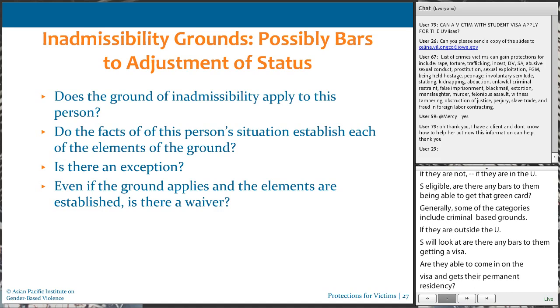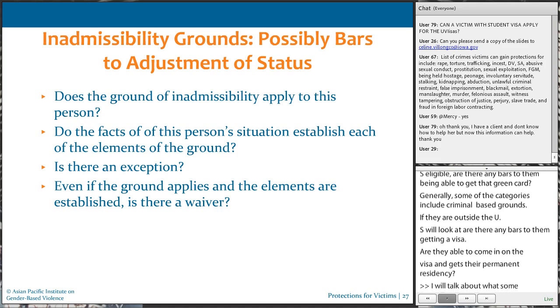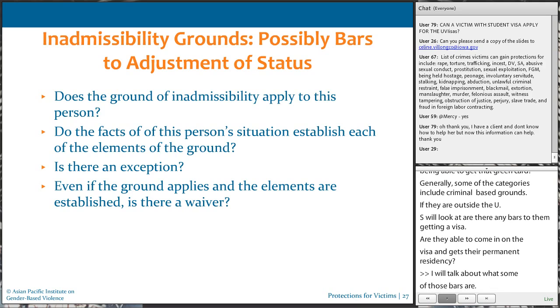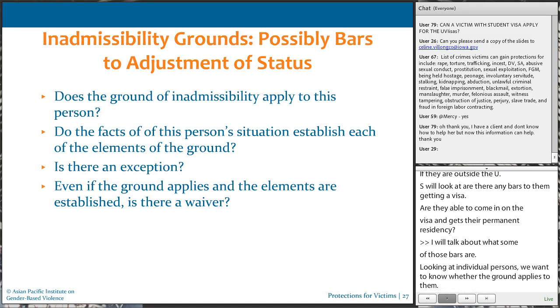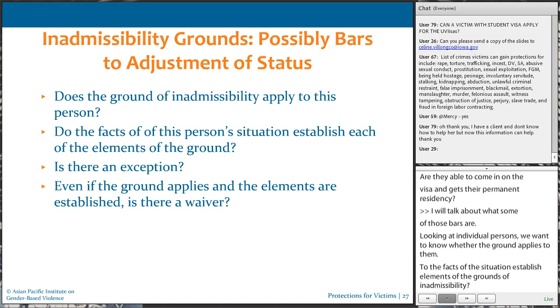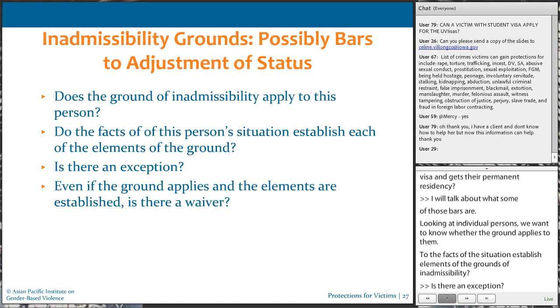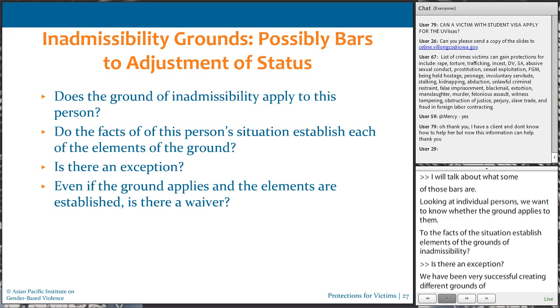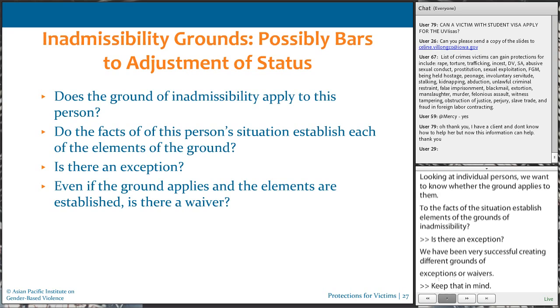So, in looking at an individual person, we want to know whether the ground of inadmissibility applies to them. Do the facts of this person's situation establish each of those elements of that ground of inadmissibility? Is there an exception to that ground of inadmissibility for them? I mean, we've been very successful through VAWA in creating different exceptions or waivers that people can apply for for some of the grounds of inadmissibility. So, keep that in mind. Some people might be eligible for more than one form of immigration relief, and they decide to go one route because there might be a waiver or an exception. And an immigration lawyer is going to want to explore all of that with folks.